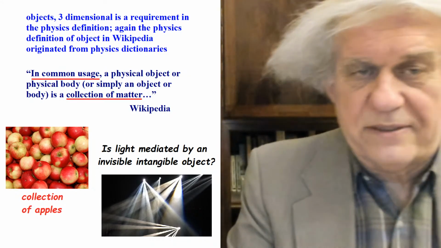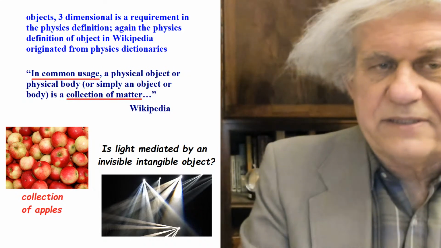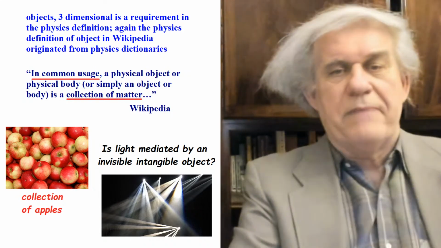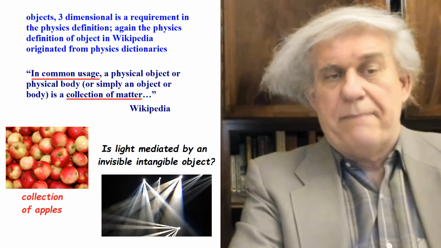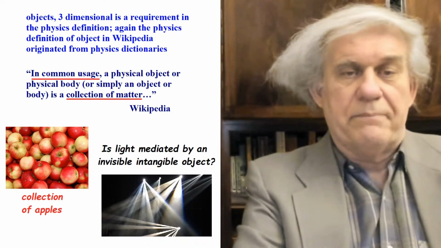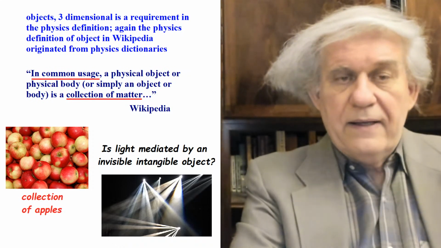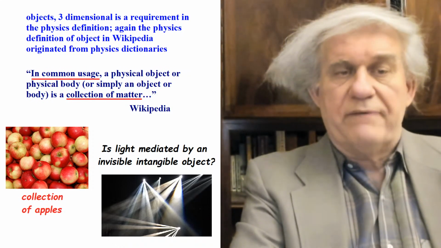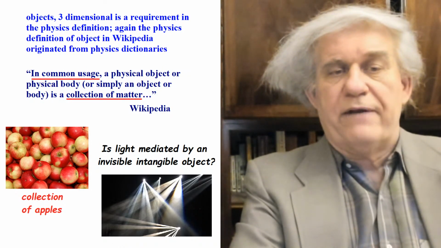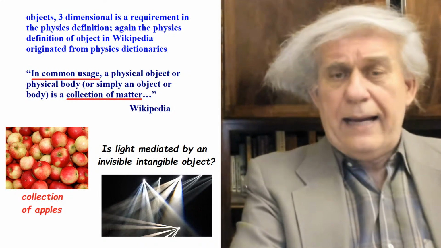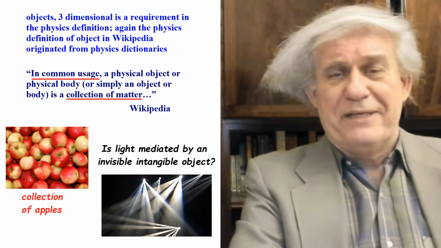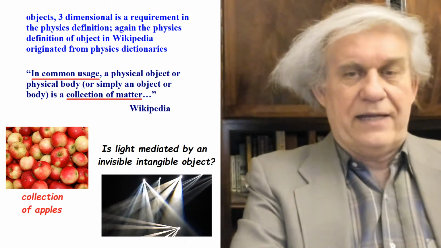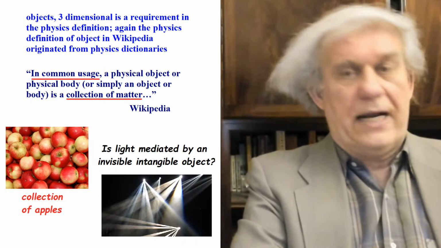Objects. 3-dimensional is a requirement in physics. He says that an object has to be 3-dimensional. Okay. We don't know what definition he's got for 3-dimensional. I guess it's that one down below because that's the one he put. And again, the physics definition of object in Wikipedia originated from physics dictionaries. Absolutely not. What does the Wikipedia say? In common usage. It doesn't say the physicist said. No, it says in common usage.